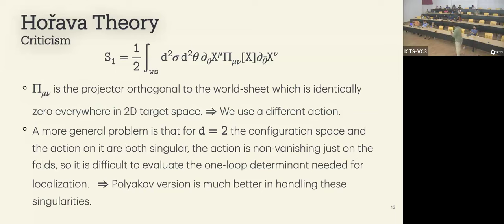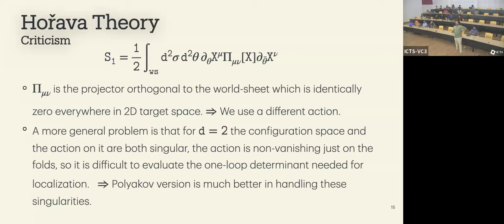Now, since the projector is zero, it only contributes in the places where you have a non-trivial structure in the worldsheet. Let's say you have a fold in the worldsheet. What a fold means: you have a worldsheet and then it goes back, and it creates a sharp fold in the 2D target space. Then you'll have a singular action, non-vanishing, and it is only non-vanishing on the folds. So it is very hard to do a one-loop correction to this localization, and that's why we wrote down a Polyakov version, which is much better in handling these singularities.